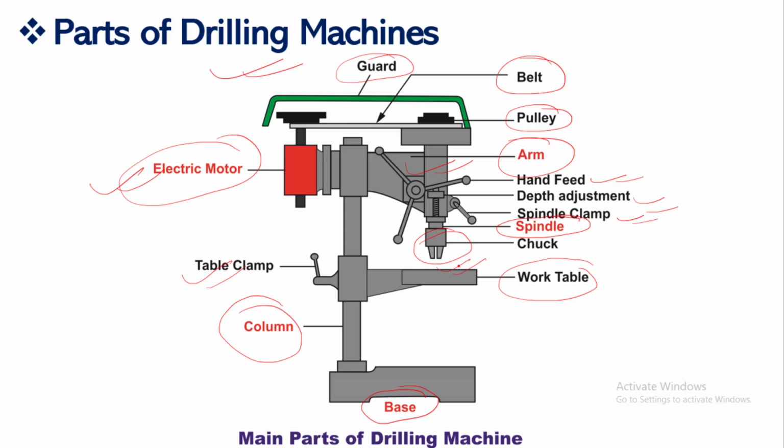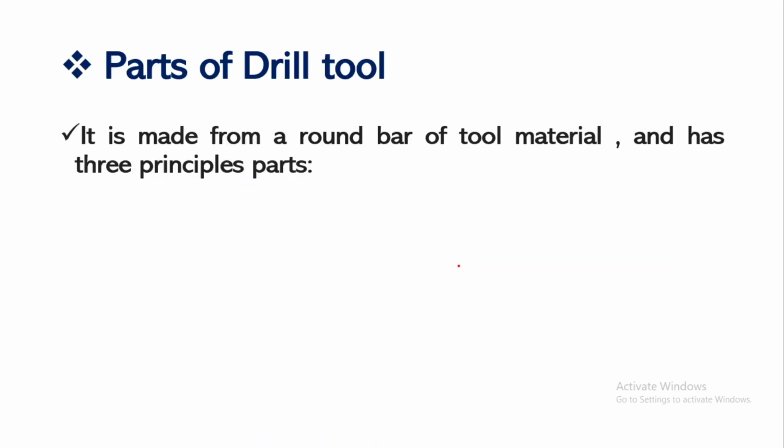So the main part is the drilling machine, and next are the parts of the drilling tool. We have seen the drilling machine, what it is all about, and what its components are. Every component we have seen, and basically the main components, so that you can draw them. At least the main parts should be remembered by you.